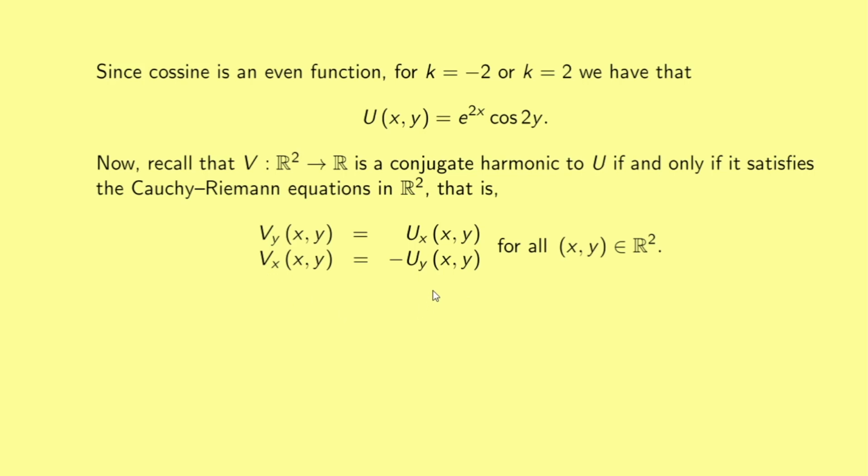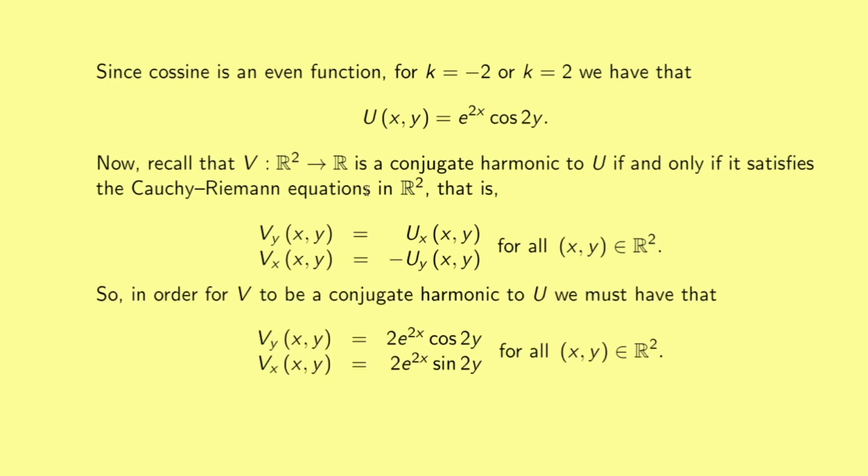So let's see what these expressions become in our particular case. We take the partial derivative of u with respect to x. So it's 2 times e to the power 2x times cosine 2y. And if we take the partial derivative of u with respect to y, we get minus 2 e to the power 2x times sine 2y. And since we have a minus here, the minuses cancel out. So we have these two equations.